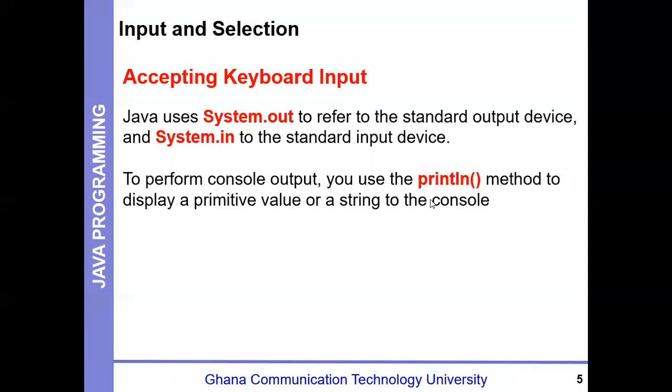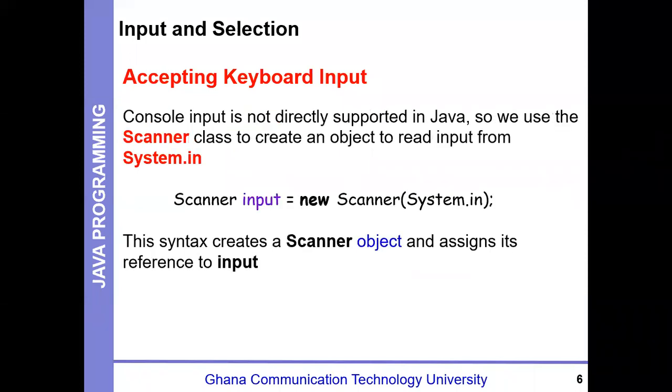And so when we are doing the output, we use the print method or the println method to display our strings and variables. But now when we want to ask the user to type in something, we need another approach. And so this is where the whole idea of another class comes in, called the Scanner class.